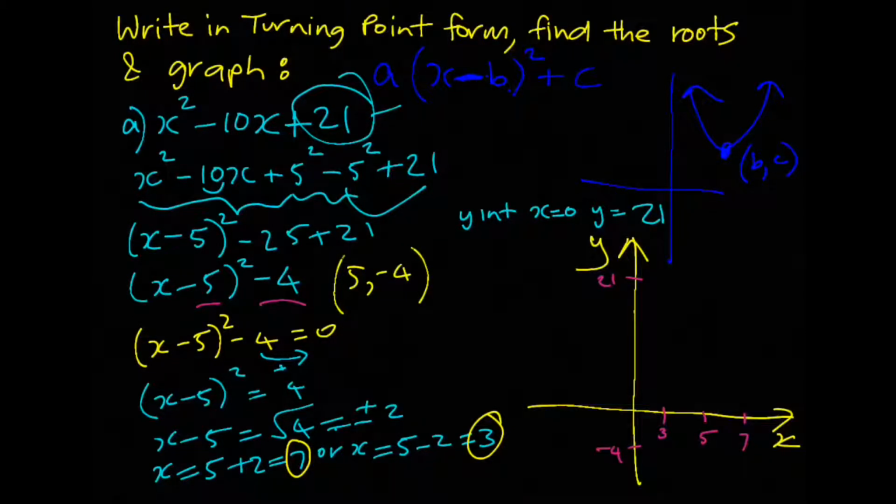So we go ahead and graph that. So 7 and 3 are our x-intercepts. 5, negative 4 is our turning point, and y equals 21 is our y-intercept. Now we can go ahead and draw in our quadratic diagram. And x equals 5 is our axis of symmetry, which is through our turning point.